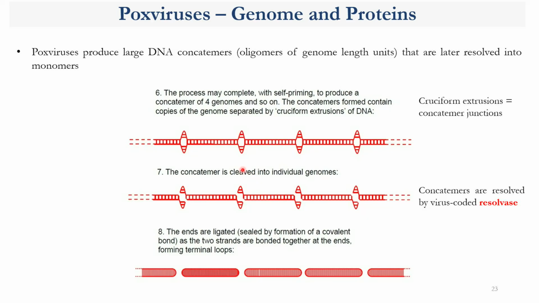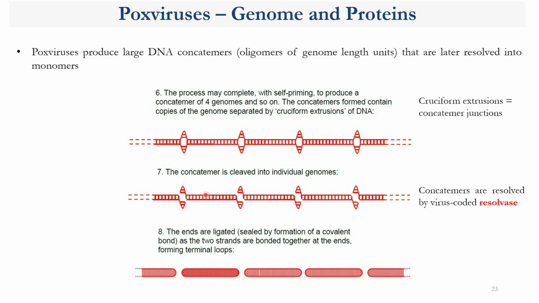And then an enzyme comes in called resolvase. That resolvase basically resolves your concatemers. It recognizes these cruciform structures where the concatemer junctions were, and it will digest the genome in those structures, okay? This resolvase is also encoded by the viral genome.